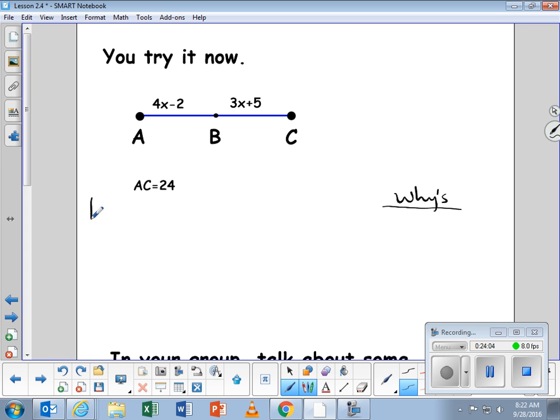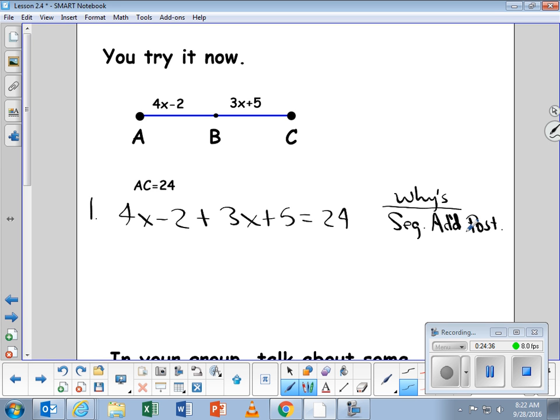What was our first statement here? What did I write first? 4x minus 2 plus 3x plus 5 equals 24. Why did I know that was true? Segment addition postulate. Because there's segments in our picture, we're adding them up to get the big one. Segment addition postulate.